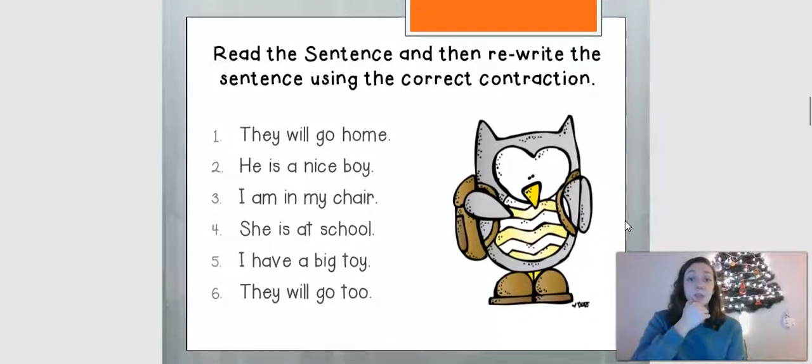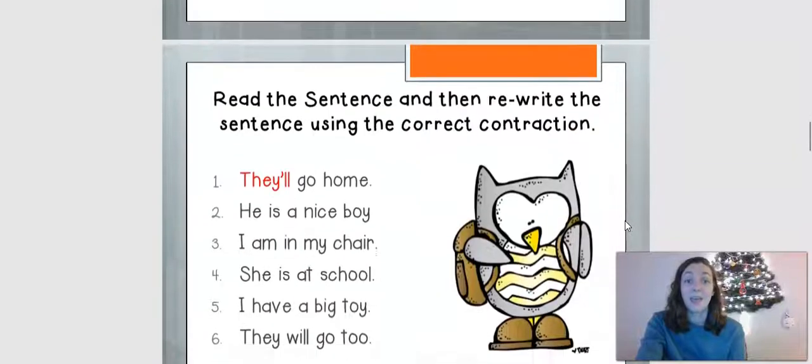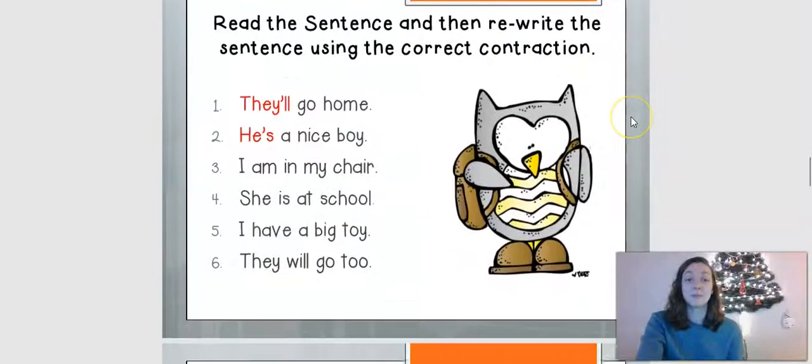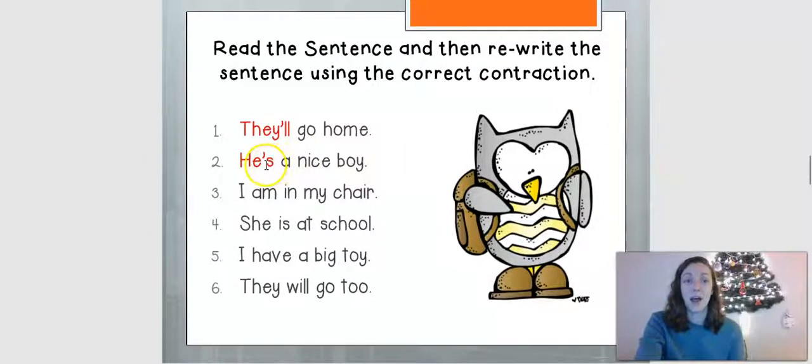So let's read through the sentences and then rewrite the sentence. We're just going to say it with the correct contraction. So number one, they will go home. What two words do you think are going to combine together to make a contraction? They will, right? So they will becomes they'll. They'll go home. The next one says he is a nice boy. What two words do you think you would use to combine to make a contraction in the sentence? He is, right? It becomes he's. And as you can see, we've dropped that I and smushed them together. There's no space between those words.